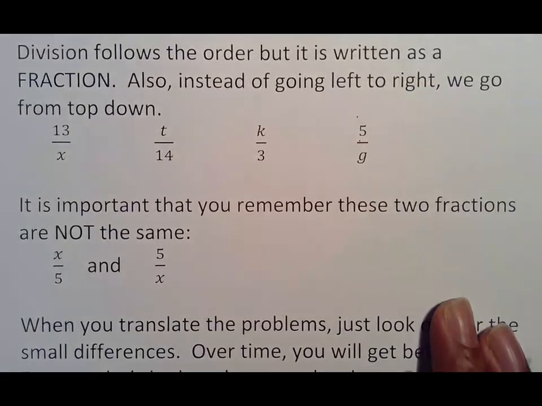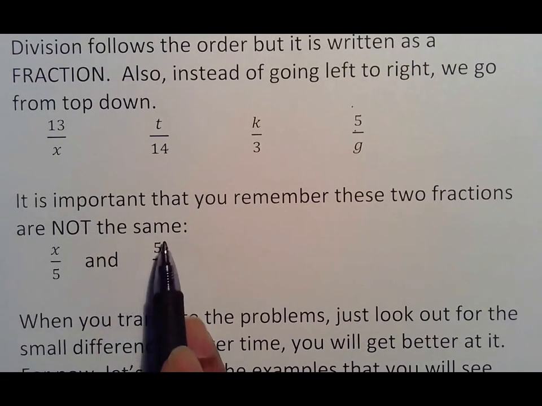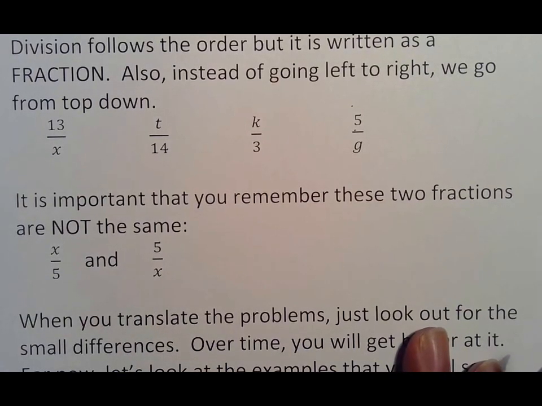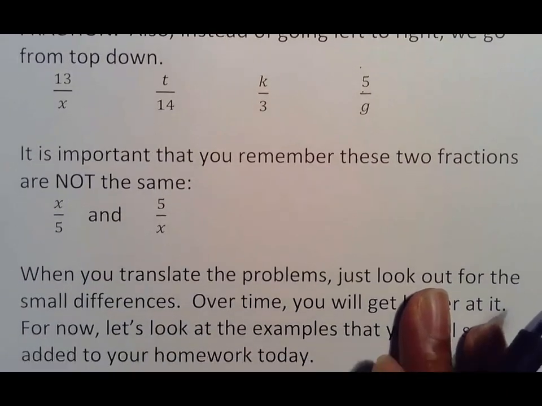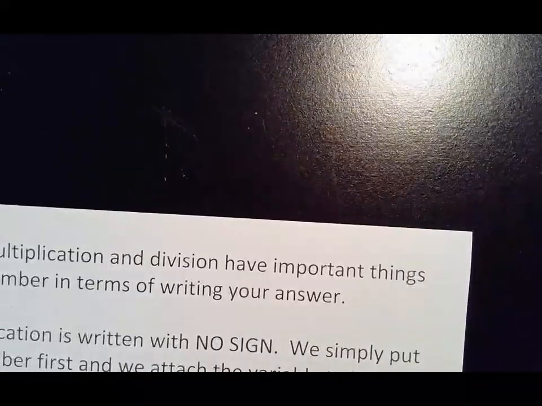It's also important to note that the 2 fractions here are not the same. This is x divided by 5. This is 5 divided by x. Those are 2 really different fractions, and you've got to make sure you don't invert them because you will miss those points. When you translate the problems, just again look for the small differences. Over time, you'll get better at it. For now, let's just look at the examples that you're going to see on the homework today.